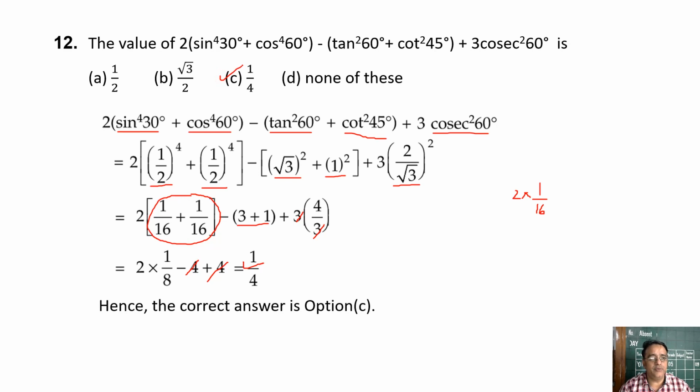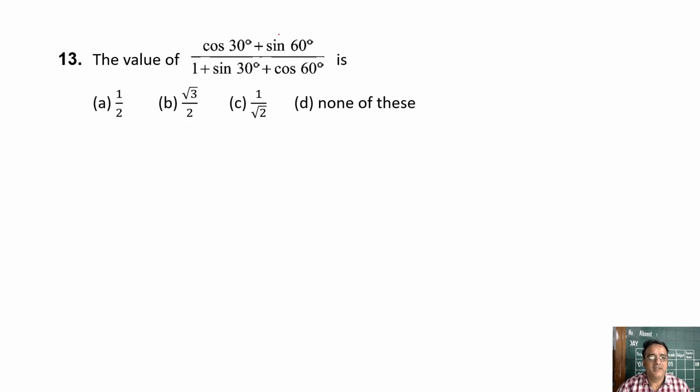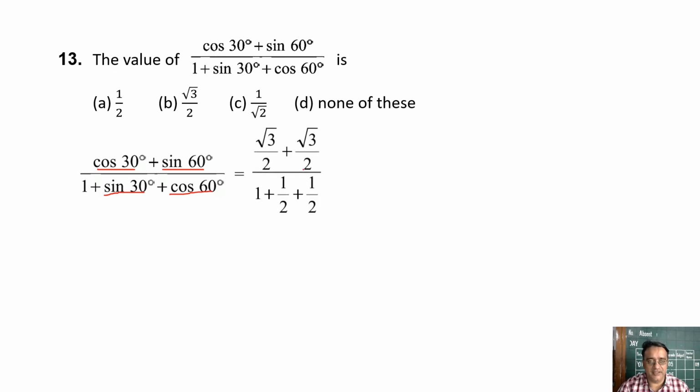So now we are moving toward question number 13. The value of cos 30 degree plus sin 60 degree upon 1 plus sin 30 degree plus cos 60 degree is. So we will substitute all the values first. So what is cos 30 degree? √3/2. Sin 60 degree? √3/2. Sin 30? 1 by 2. 1/2. Very good. Cos 60 degree? 1 by 2. 1/2. Let's now substitute.